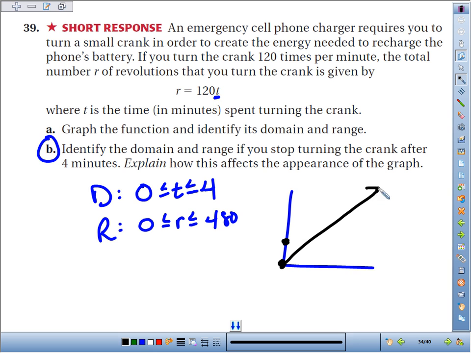It would just keep going up and up and up as the minutes go by. But if I stop it after 4 minutes, it's going to turn that ray into a line segment as far as what the graph actually appears like.